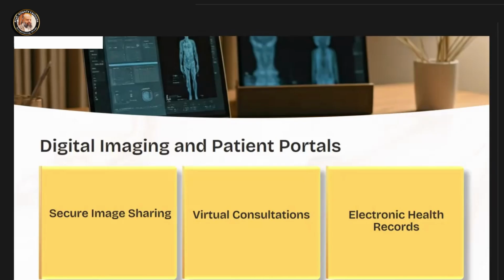Virtual consultation telemedicine platforms enable joint review of imaging findings when multiple family members are present regardless of their location. The integration of imaging results with comprehensive electronic health records allows families to track disease progression over time, compare current and previous studies, and prepare informed questions for the healthcare team.